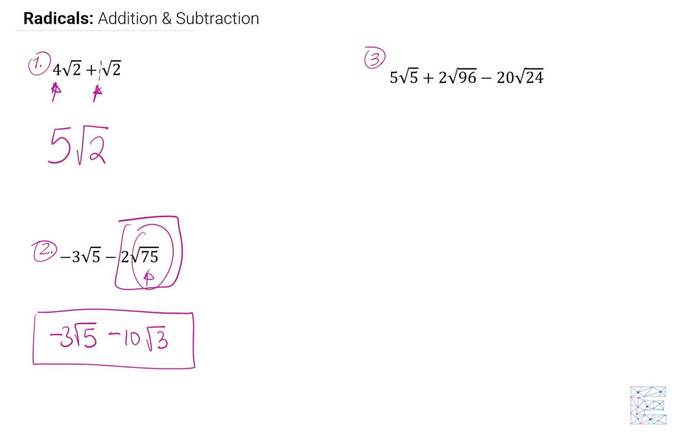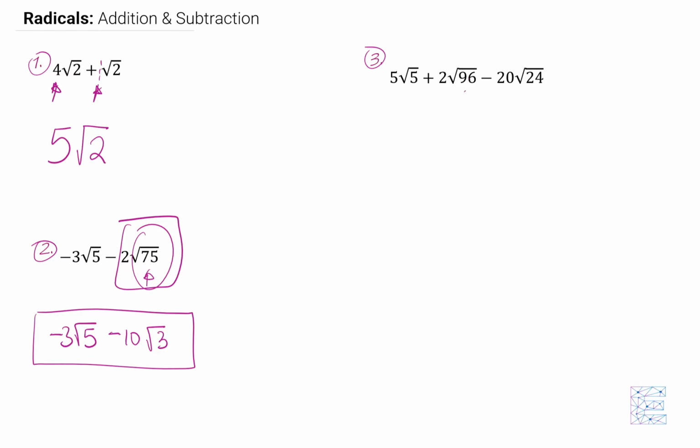And now for the third and final question on this page, we will try to add these radicals. We have 3 terms this time, right? But remember, we can only add or subtract if we have the same radicand. Right now, this is a 5, a 96, and a 24. We can't. However, we can simplify this one, and we can simplify this one. So let's work on that one at a time.